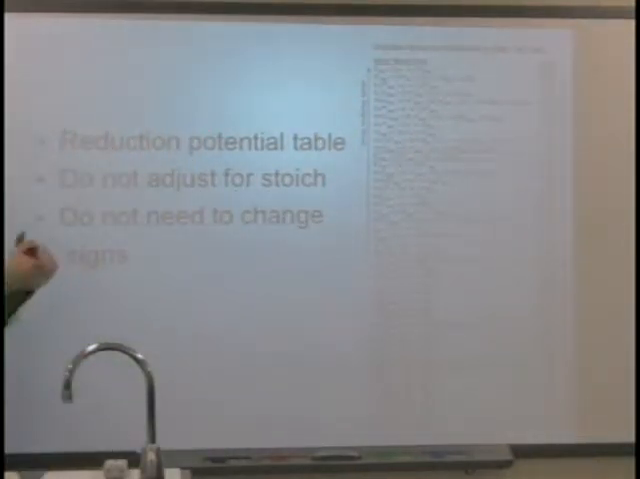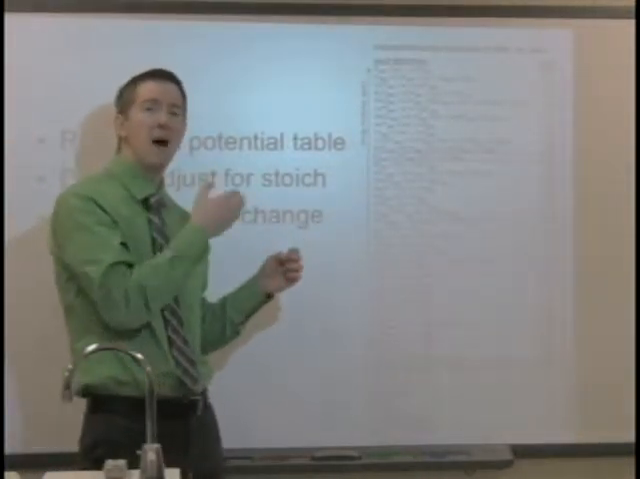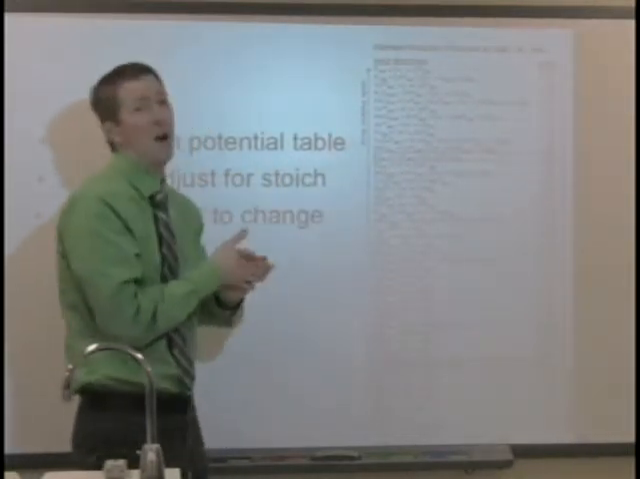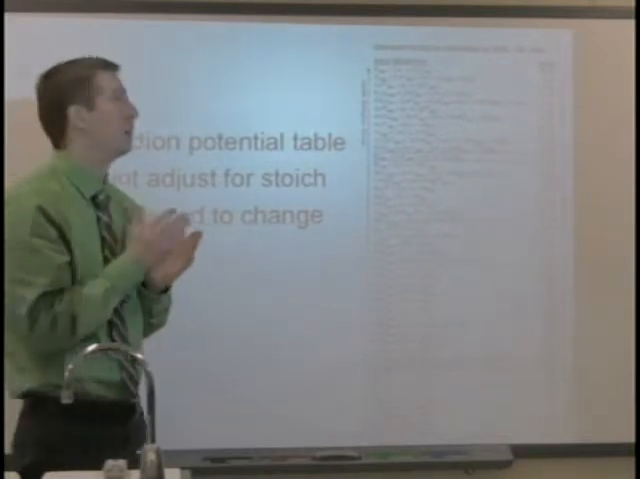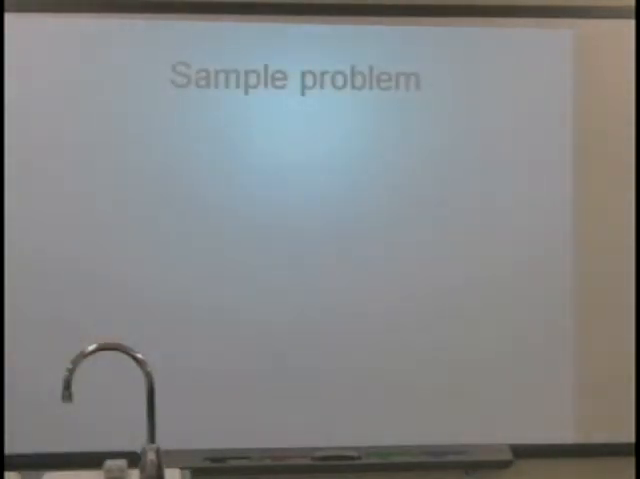The reduction potential table is here shown. You do not adjust for the stoichiometric coefficients. So it doesn't matter when you write these equations out if there's a 2 in front of something or a 3 for a coefficient. It doesn't matter. And you do not need to change the sign either. By knowing it's cathode minus anode, the negative and the minus part of cathode minus anode can solve anything in here, which is why the most important thing is for you to be able to identify on this table where to look. Here's the sample problem that we're going to go over.